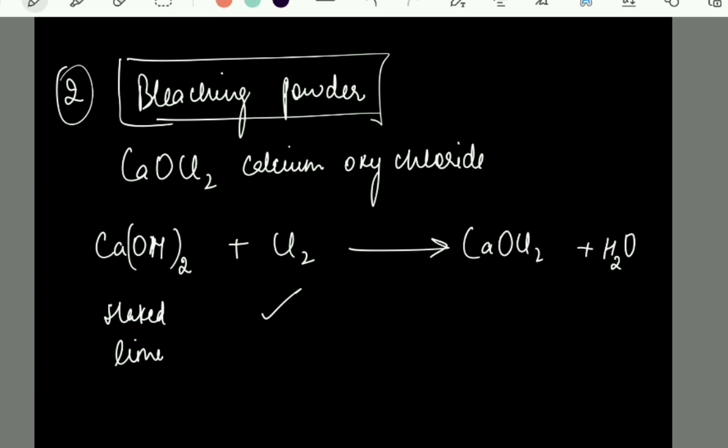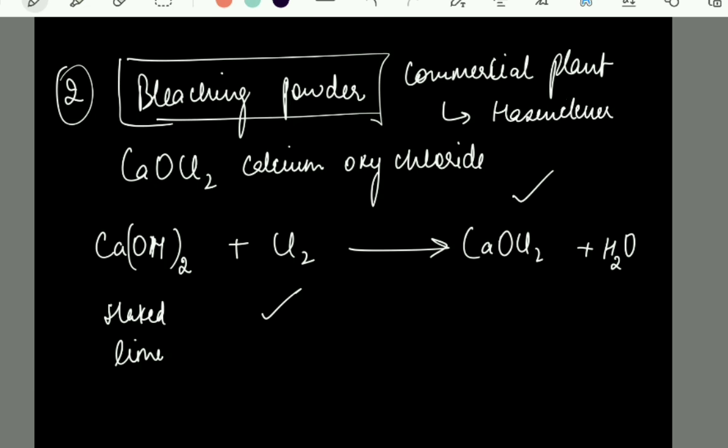So the actual composition of bleaching powder is quite complex. It's a mixture, not actually a compound, but the major component will be this one, because you have many things in bleaching powder. There are some agents which make sure the powder doesn't absorb moisture from the surroundings. So many aspects are there. It's not only one component. And we use a commercial plant where bleaching powder is manufactured, that is the Hasenclever plant. We write Hasenclever, that's okay, right?